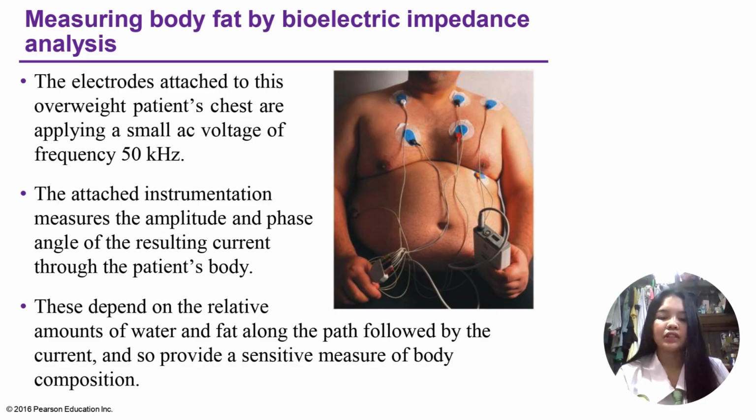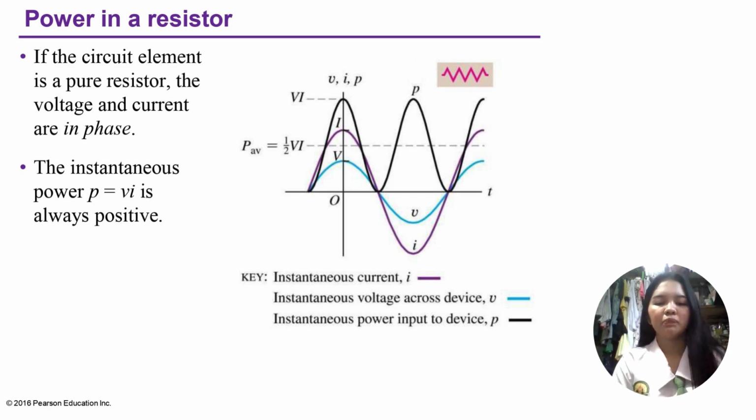BIA provides a non-invasive and relatively inexpensive method for assessing body fat percentage. Let's now consider the power dissipated in a resistor within an AC circuit. If the circuit element is a pure resistor, the voltage and current are in phase. So the instantaneous power, p equals vi, is always positive, indicating that energy is continuously dissipated by the resistor. The average power dissipated in the resistor is given by this equation, where V and I are the voltage and current amplitudes respectively.